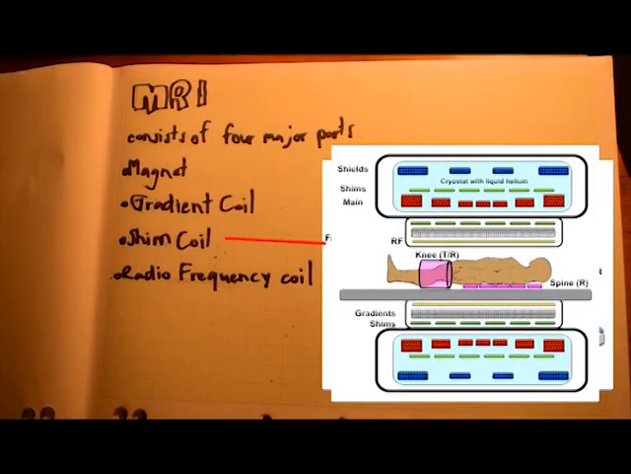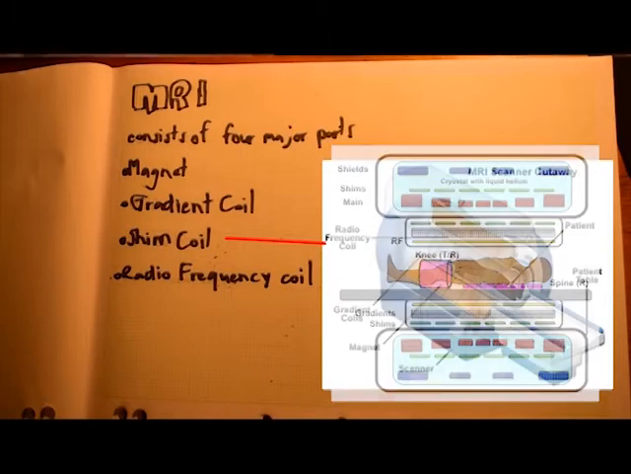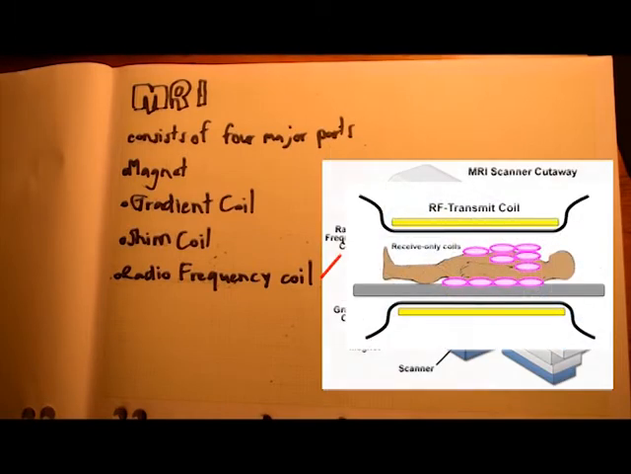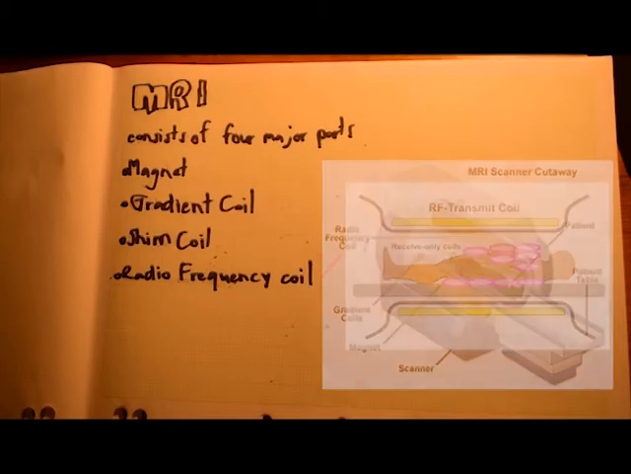Shim coil. Shimming is the process of adjusting the magnetic field to make it more uniform, which means it controls the magnetic field to keep a constant amount during the process. Radio frequency coil. It is used for transmitting and receiving signals from the tissue.